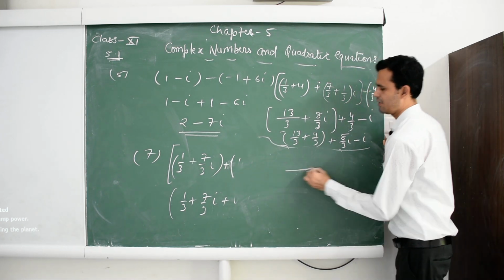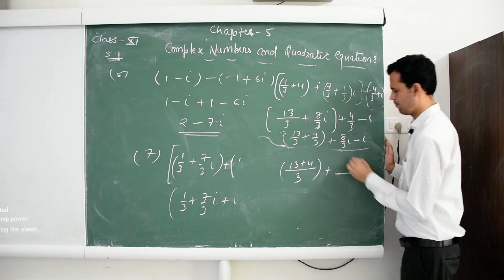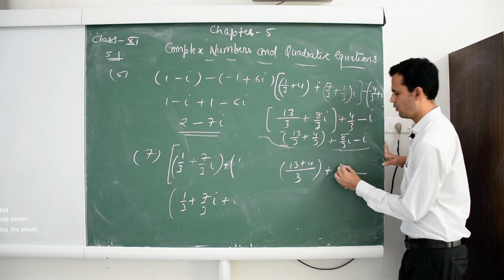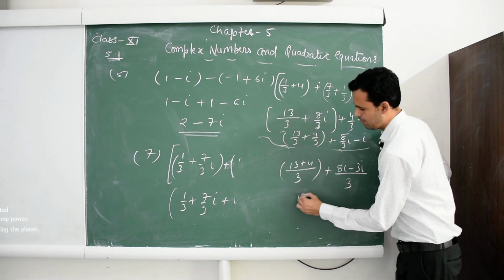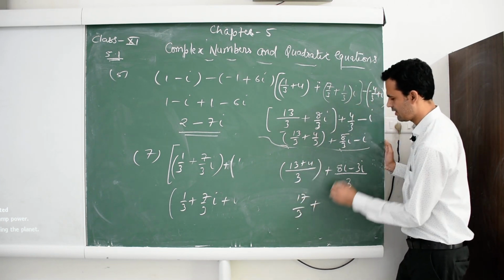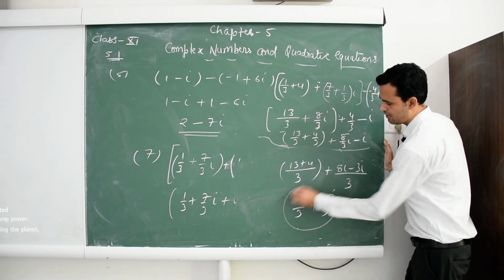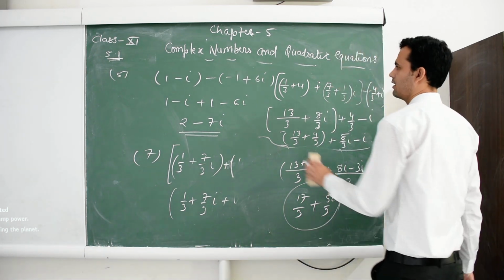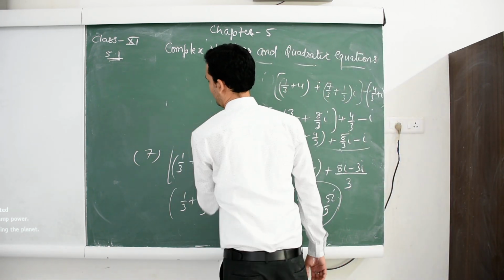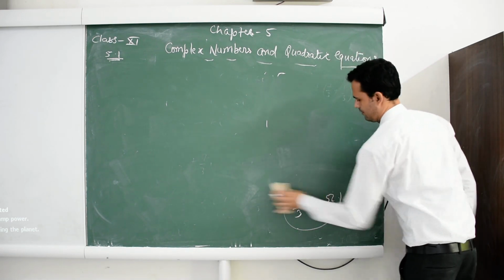This 3 is the LCM. So 13 plus 4 plus this 3 is the LCM. So 8i minus 3i. So 13 plus 4 is 17 by 3 plus 5i by 3. Okay, this is a plus ib form. Question number 7 complete. Now next question, question number 8.